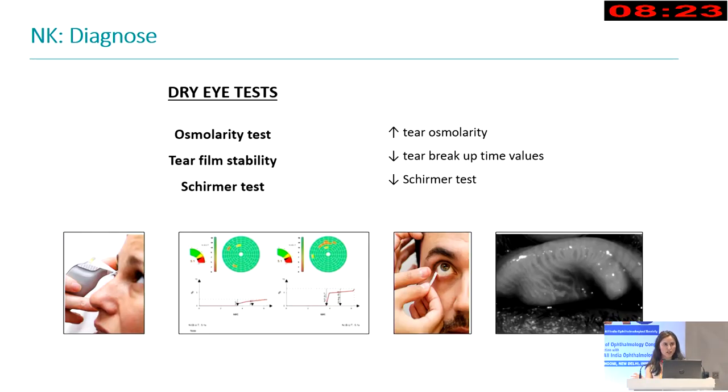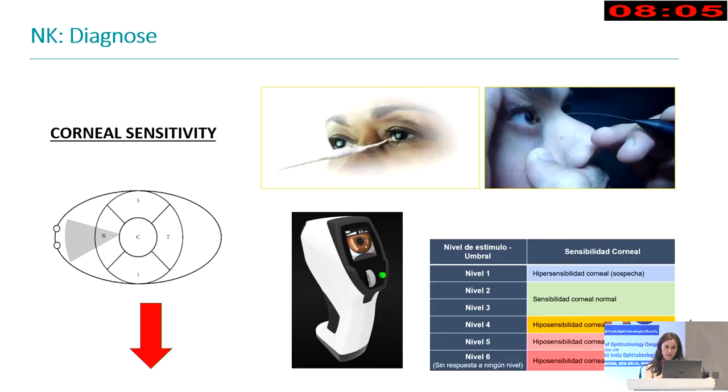In these patients, it is also very important to check the dry eye with some tests. Especially in our practice, we use an osmolarity test, which will be normally increased, a tear film stability test that will be decreased, and a Schirmer test that will be normally decreased.